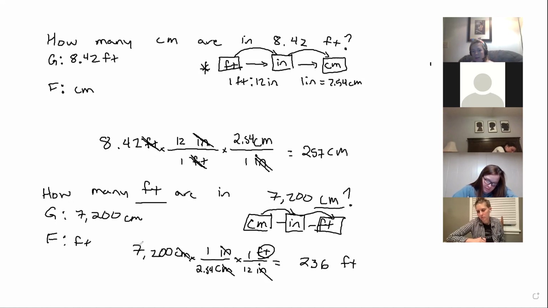236. But I only get 2 sig figs. So 240 feet. Okay, the 6 tells the 3 to round up. Again, rounding is super important in this first chapter. As these problems get more complicated later on in the semester, there's a little more wiggle room if you wrote 236 versus 240. I wouldn't stress too much about it.